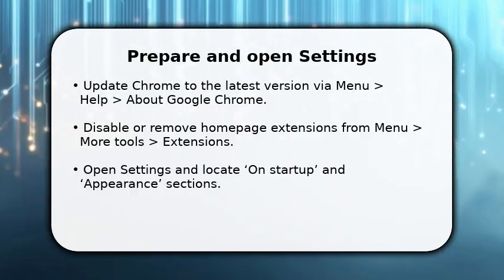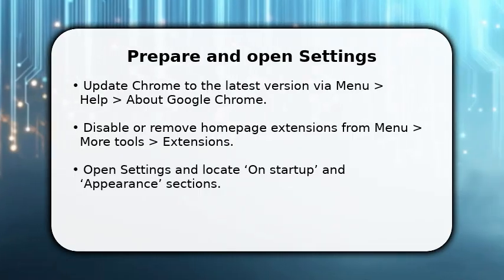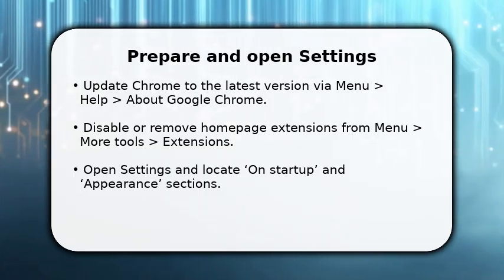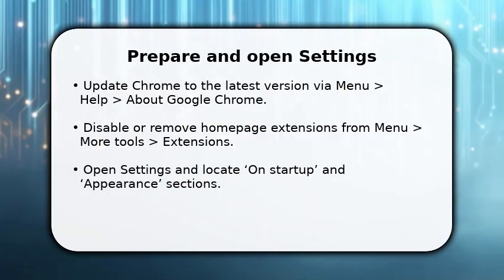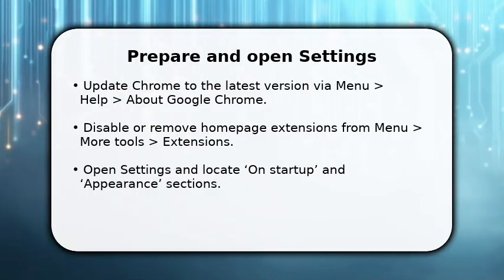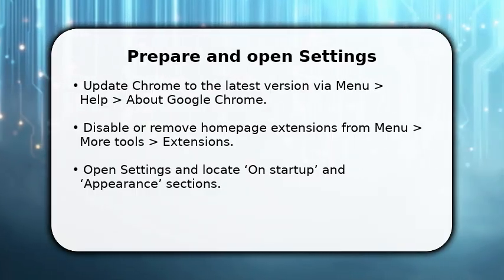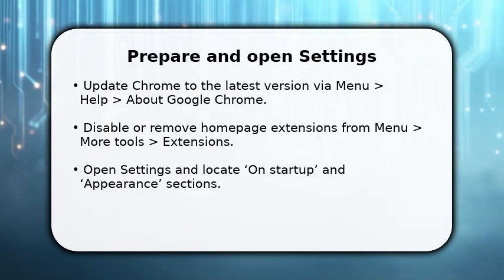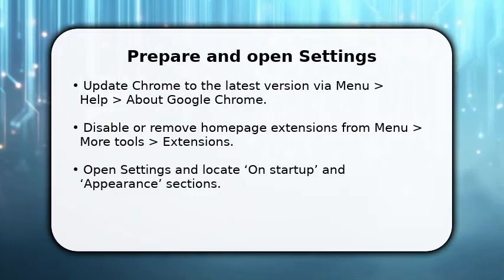You'll start by confirming prerequisites and taking immediate action. First, update Chrome so settings behave predictably. Once done, disable extensions that change pages. Next, open Settings and go straight to Appearance to enable the Home button and to On Startup to control what opens when you launch Chrome.